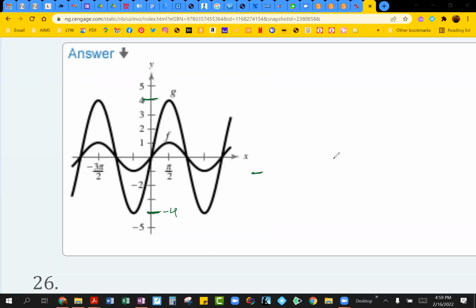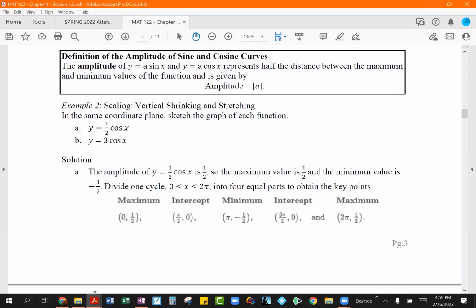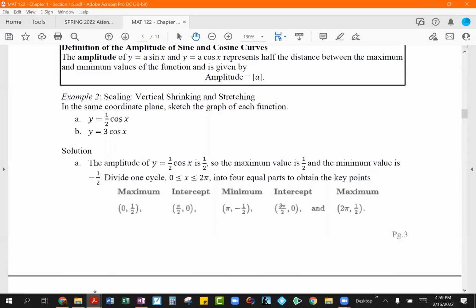Well, our amplitude is going to be 4 because, if you go from -4 to +4, that's a total distance of 8. So you take half that distance and that gives you your amplitude. So that's what they're talking about when they say it's half the distance between the maximum and the minimum values of your function. So these next couple examples are actually just asking you to figure out what that amplitude is going to be, and then based on that, what your key points come out to be.